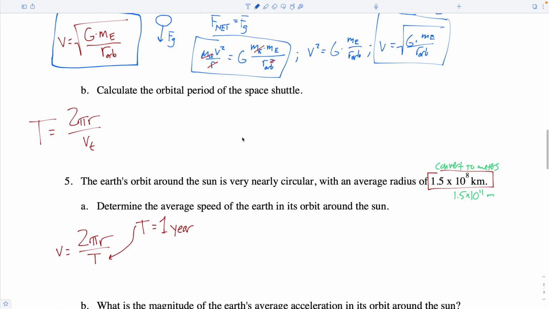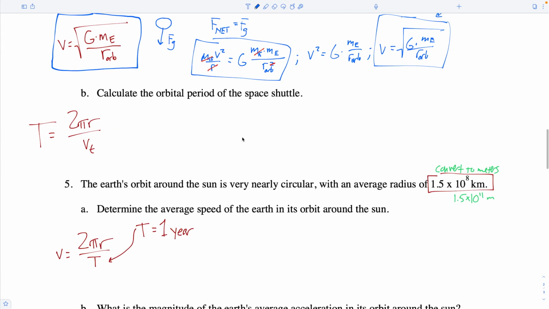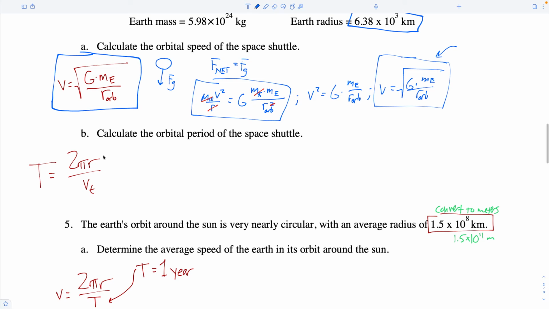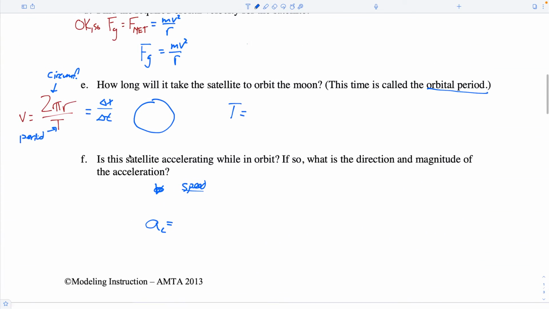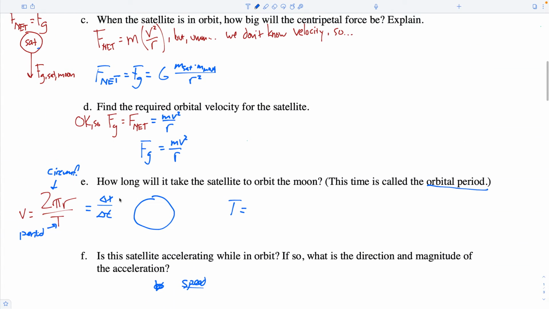Okay, 2b, oh, I did a good job numbering this. All right, 2b, again, it asks for the orbital period. Here is the equation for orbital period. We talked about that above. So if you're not sure where that comes from, make sure you listen to what I talked about up here in 1e.